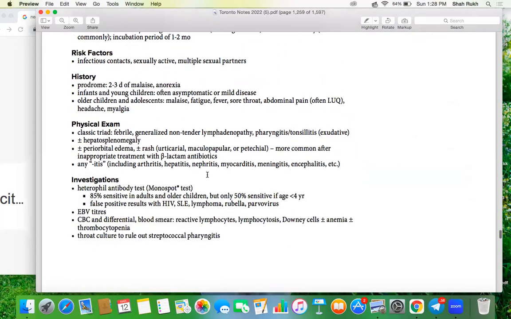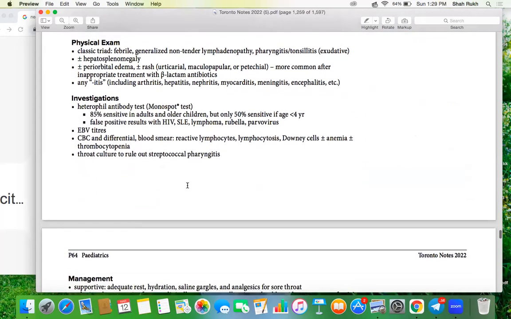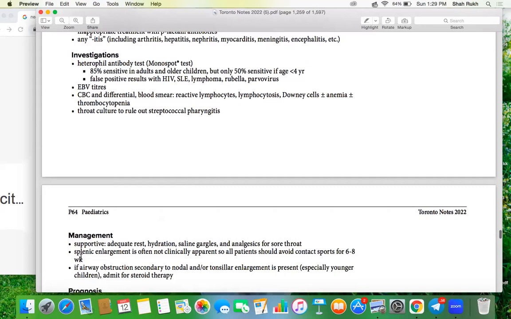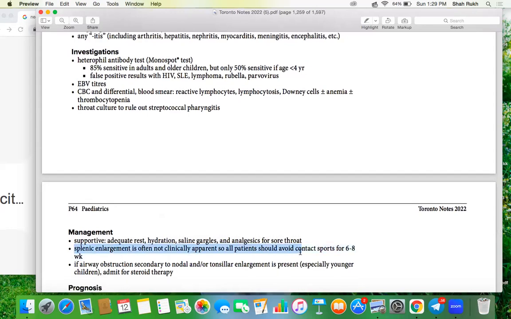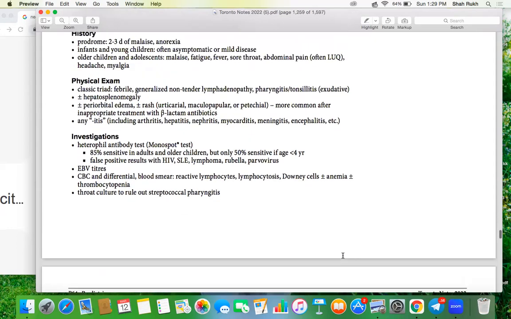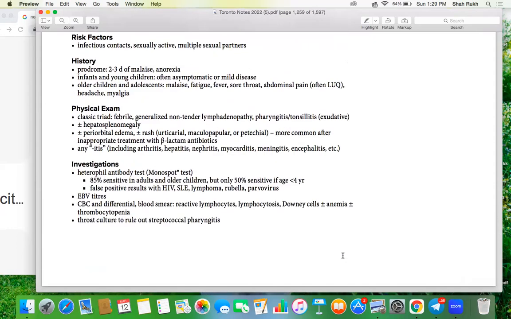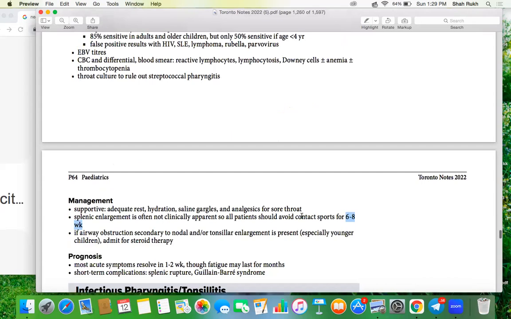And on this one, you are always going to counsel about not playing. Because of splenic enlargement, you are going to avoid contact, and for how long are you going to ask the patient to avoid contact? 6 to 8 weeks. Knowing this is very important. Don't miss it, just because you are writing avoid contact is not enough. You have to write down 6 to 8 weeks.